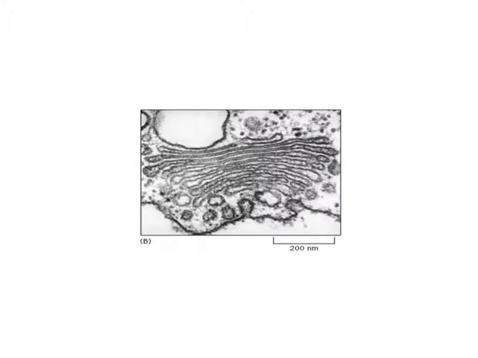Now we're going to look at some of the organelles in terms of their electron micrograph structure. This organelle you can identify by the stack of flattened sacs associated with vesicles, and that makes it the Golgi apparatus.